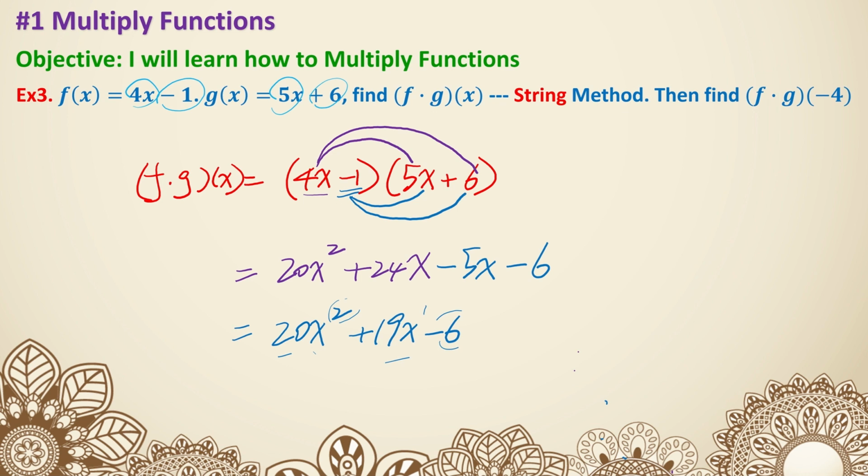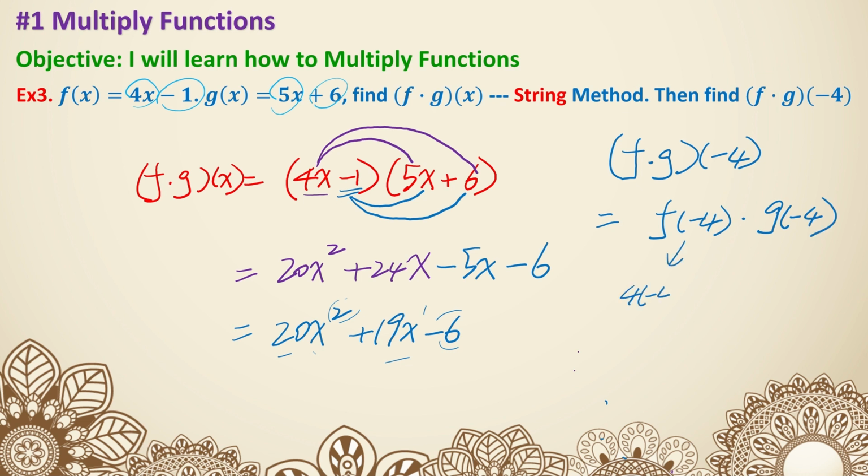Now it's time to plug numbers in. F times g of -4. So I'm going to use the separate method again. So f of -4 times g of -4. F of -4 is 4 times -4 minus 1, which is a -17. And then g of -4 is 5 times -4 plus 6, which is a -14. And eventually, we need to multiply them together. So it's -17 times -14, which is going to be a 238. There you go. That's example 3.